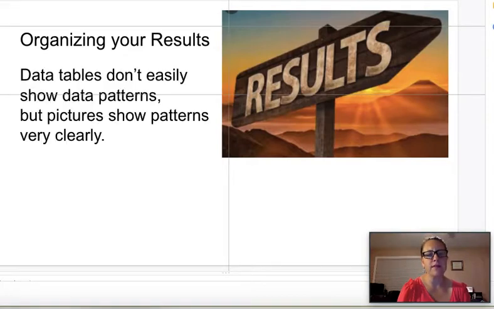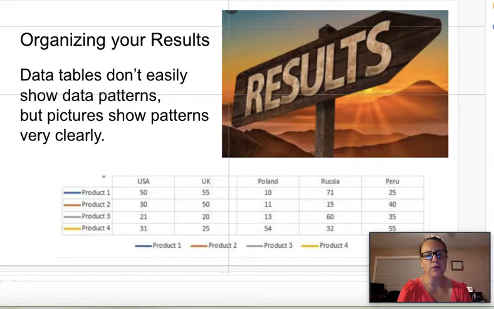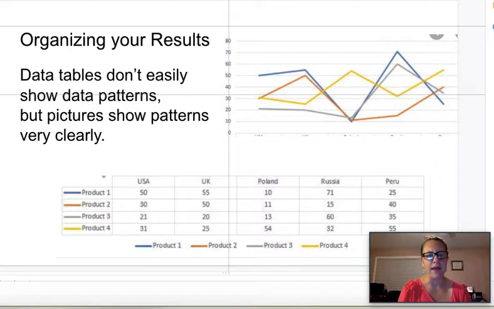So the problem with data tables is that they don't easily show patterns in data. If you look at all this data right here in this data table, it shows you some information, but it really doesn't give you a good representation of what's actually happening with the data. If you were to organize that into something that looks like this, now you can see what's really happening. You can see that, for instance, for this product one, it goes up a little bit, then it sharply declines, then it goes back up, and you can see that for all of the data that you collected.